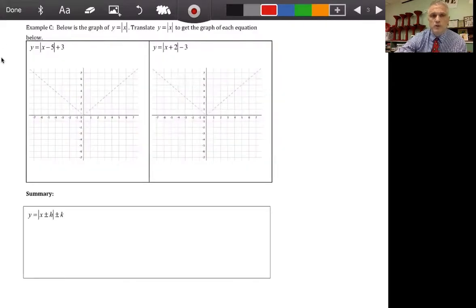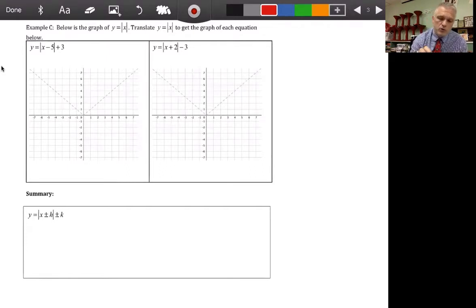Next page. Now, the only difference between the ones that we just did and these two is that these two have more than one transformation. Okay? So these two have adding and subtraction inside of the brackets with the absolute value, and then they also have something outside of the brackets of the absolute value. So we're going to do 2 things to all of these points.